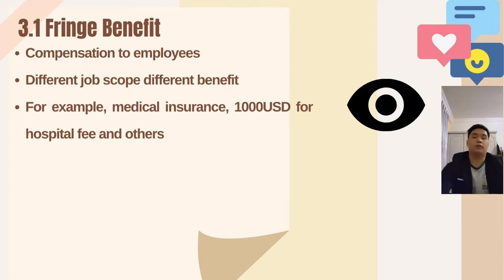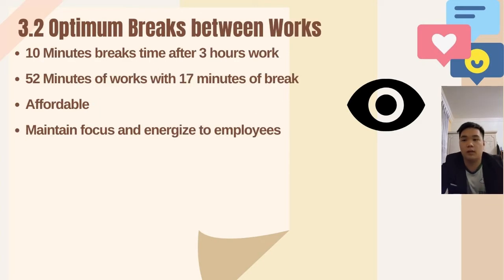Alright, let's talk about 3.2, the optimum breaks between work. This is a 10 minute break after 3 hours of work, or 52 minutes of work with 17 minutes of breaks, if it can be afforded, so people can maintain focus and energy, so that the employee can be more focused and finish their work faster.